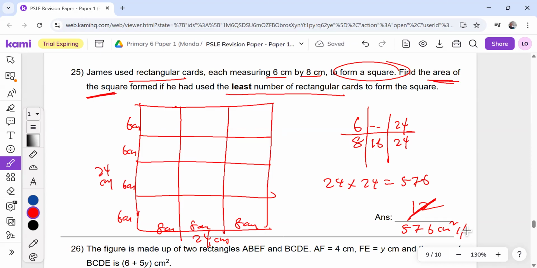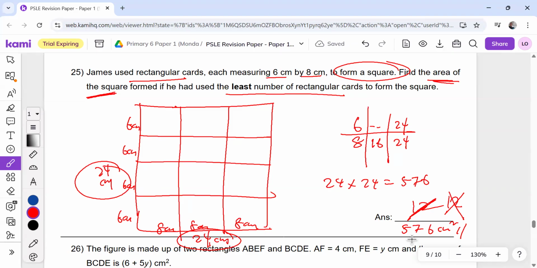Nobody get 576? That is the area of the square if you use the least number of cards. And the least number of cards is 12 cards. And then you form the square already, go and find the area. So area of the square is 24 times 24, 576. Or did anybody put down 12? Okay, you put 12, right? But Mr. will say, okay, not bad, still can, but just that it's not the answer you want. You want the area, the area of the square.